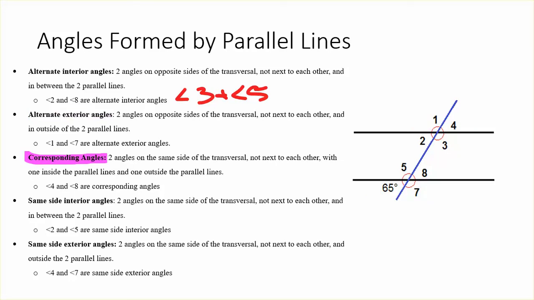Corresponding angles are on the same side of the transversal. They're not next to each other, and one is inside and one is outside the parallel lines. While we had 2 pairs of the interior and alternate exterior, there's actually 4 pairs of corresponding. Let's find a couple. So angle 4 and angle 8 are the first pair. Notice angle 4 is exterior, angle 8 is interior, and they're on the same side. Angle 3 and angle 7 are also a corresponding pair. They're both on the right. 3 is inside and 7 is outside.